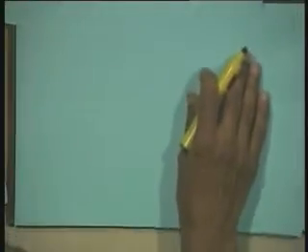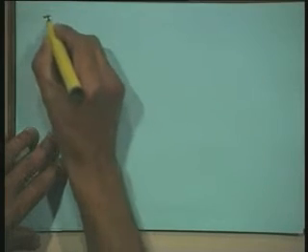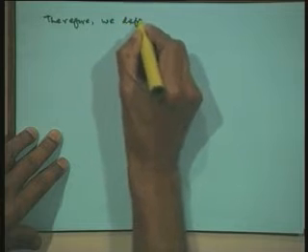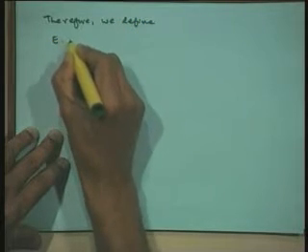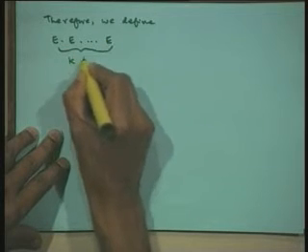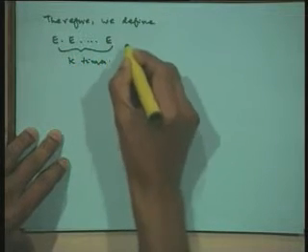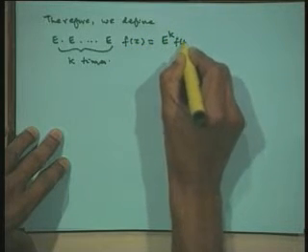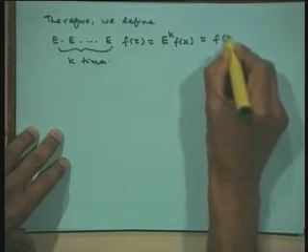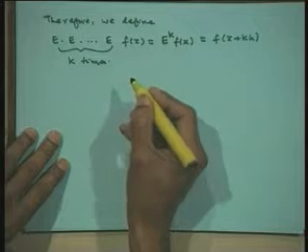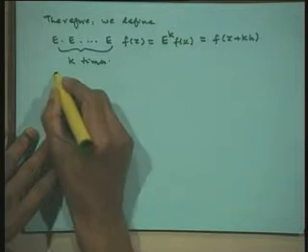Therefore, we define E into E, k times, operated on f x, is E to the power of k f x, which is equal to f of x plus k h. Here k can take any value.